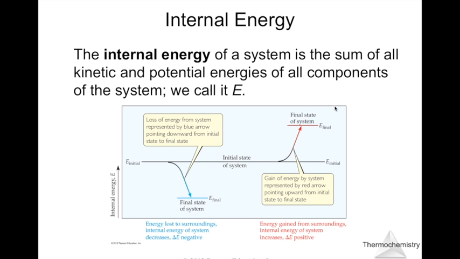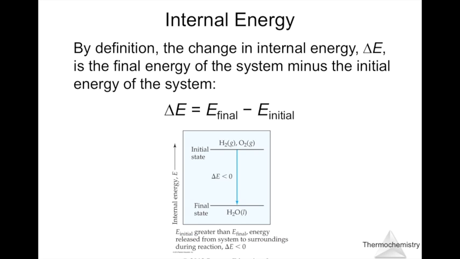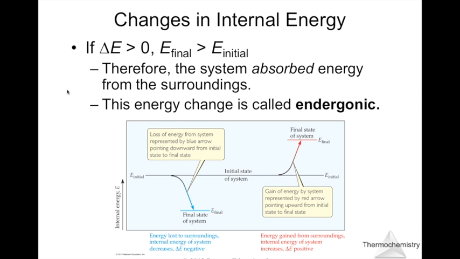The internal energy of a system, which we're going to be talking a lot about, is the sum of all the kinetic and potential energies and everything going on with that system. So we just use the big letter E for that to mean the internal energy of the system that you're looking at. And so by definition, the change in internal energy is just the final minus the initial, which is pretty basic. So delta E, delta means change. Change in E is just the final energy minus initial energy.